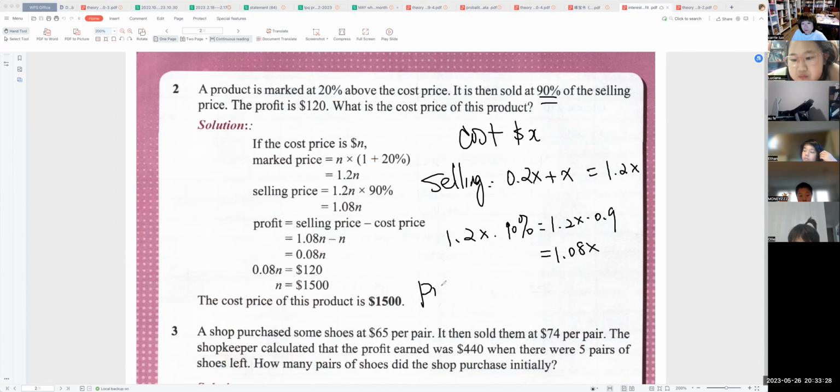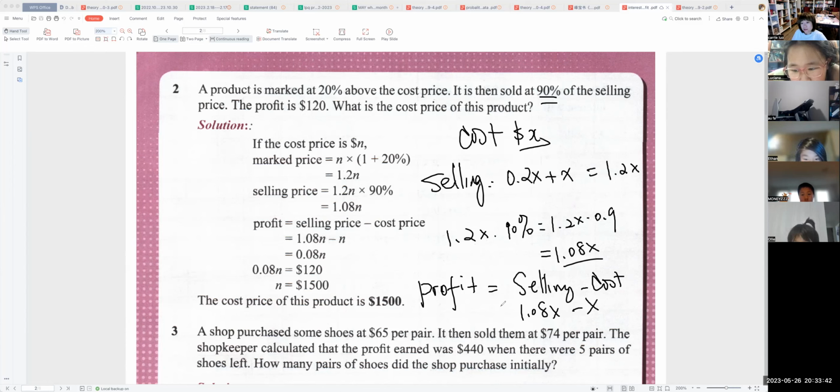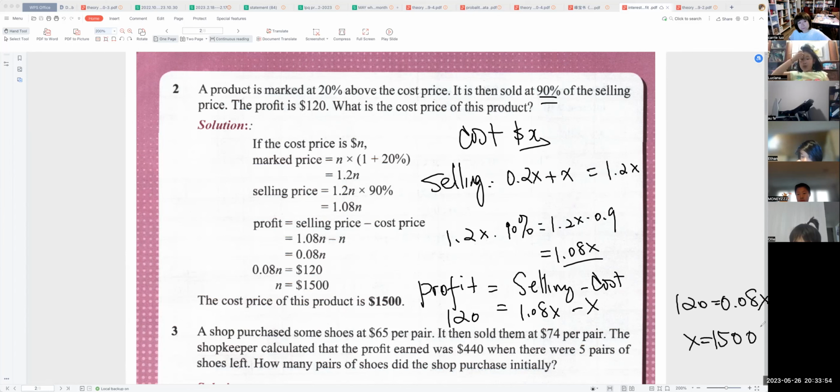So how to calculate the profit? The profit equals selling price minus cost. So the selling price is 1.08x. The cost is x. So the profit is $120. So that means 120 equals 0.08x. So x equals 1,500. OK，你们觉得第一种方法比较简单，还是第二种方法比较简单？I like the first one, right? The first one is much easier. It doesn't have a lot of calculator. All you need to do is just figure out a number.